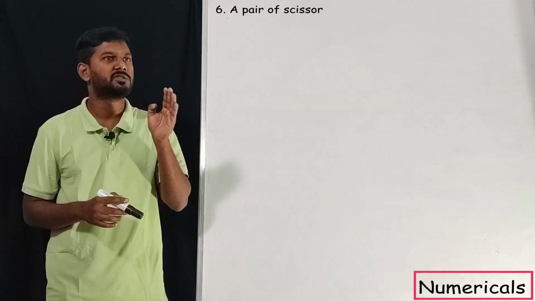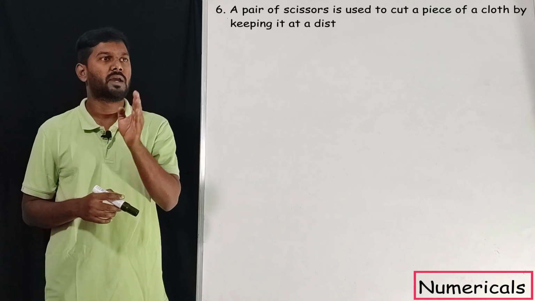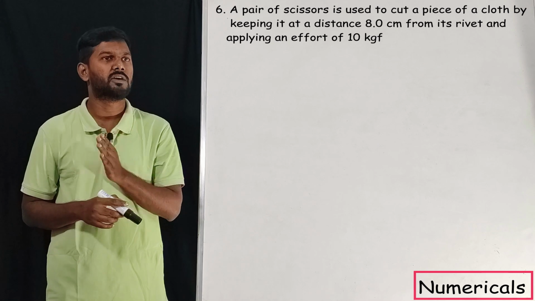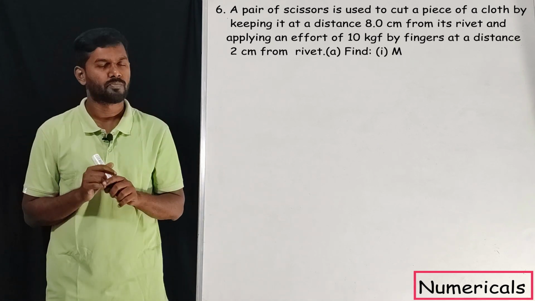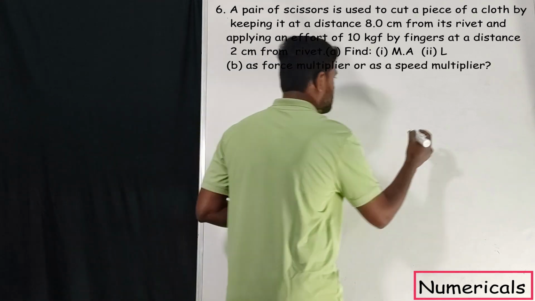Question number 6. A pair of scissors is used to cut a piece of cloth by keeping it at a distance of 8 cm from the rivet and applying an effort of 10 kgf by fingers at a distance of 2 cm from the rivet. Okay, first you need to understand the concept. What are we using? A pair of scissors.